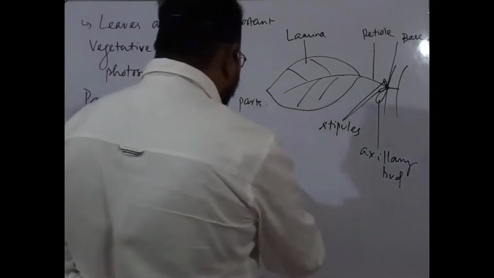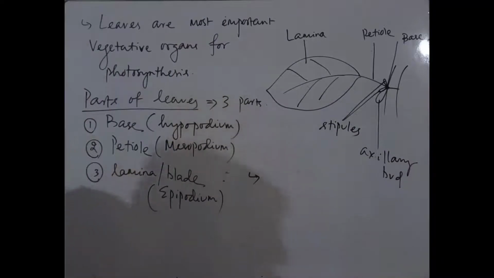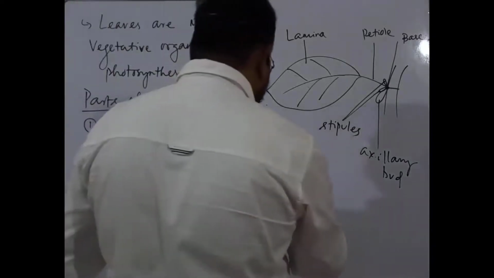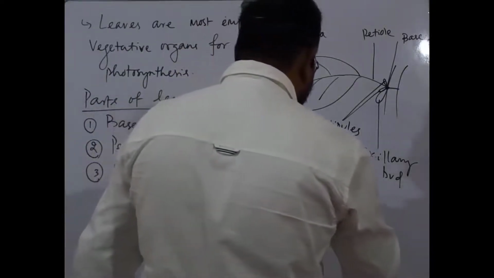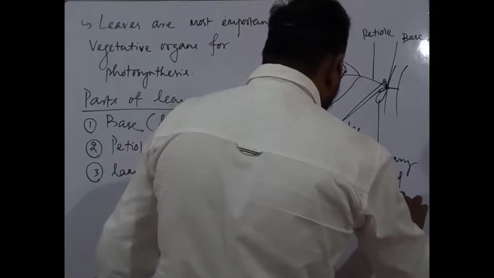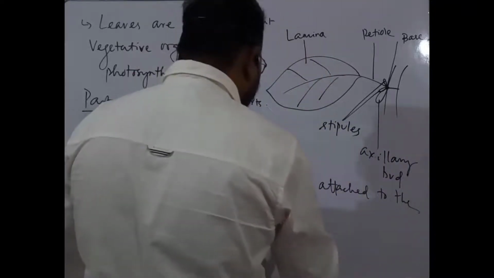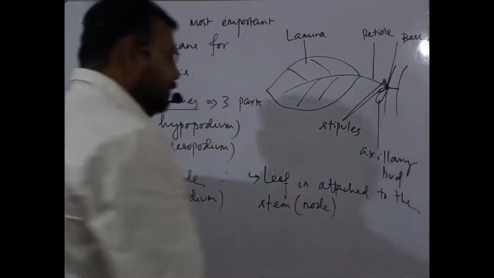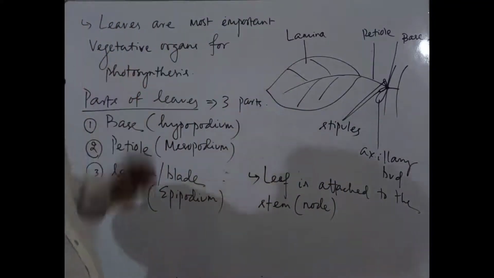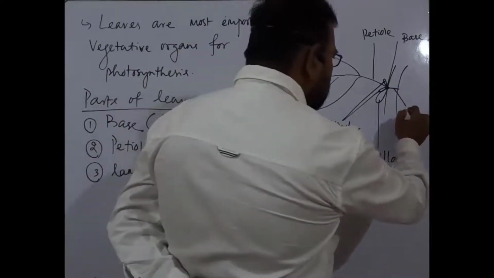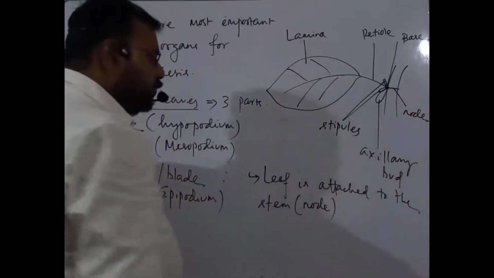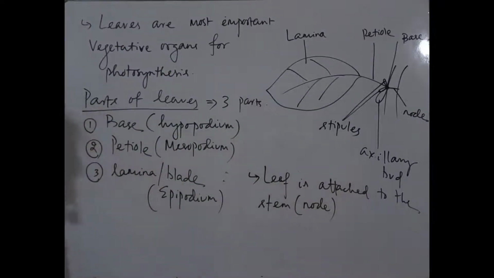So base क्या है? Base is the part of the leaf which is attached to the node. Okay? So leaf is attached to the stem. स्टेम में कहां पर अटैच होता है? नोड में अटैच होता है. स्टेम की नोड में अटैच होती है. ठीक है? This one is node. स्टेम नोड. So leaf is attached to the stem, मतलब स्टेम की नोड के साथ अटैच होती है by leaf base.